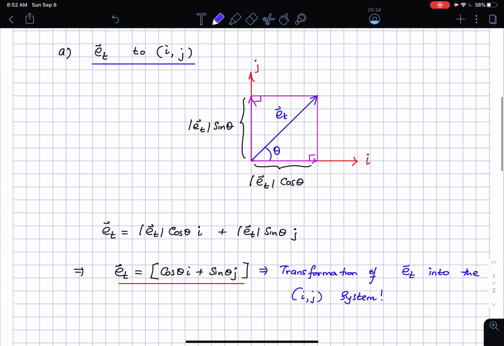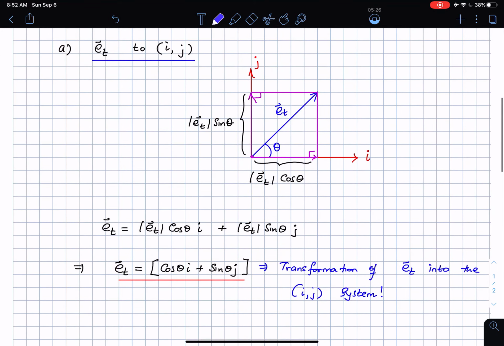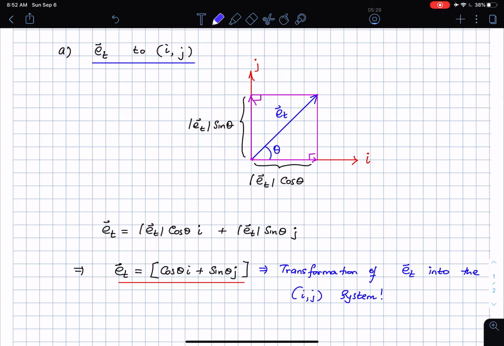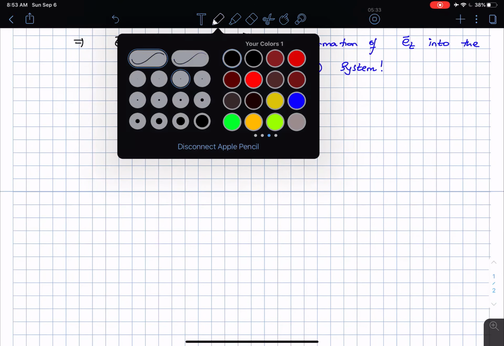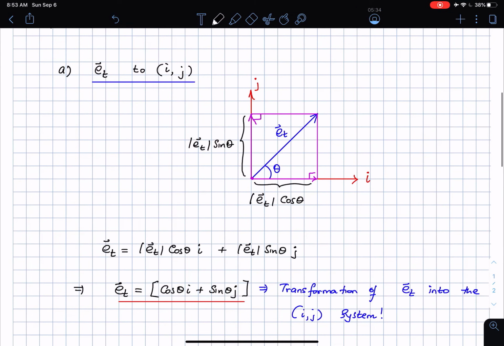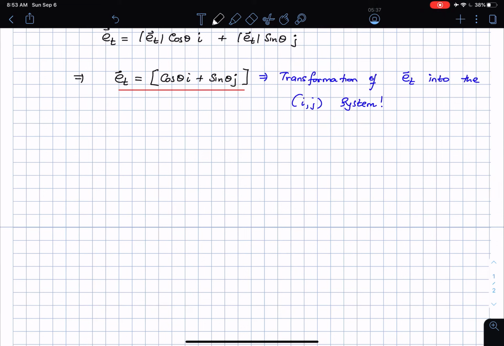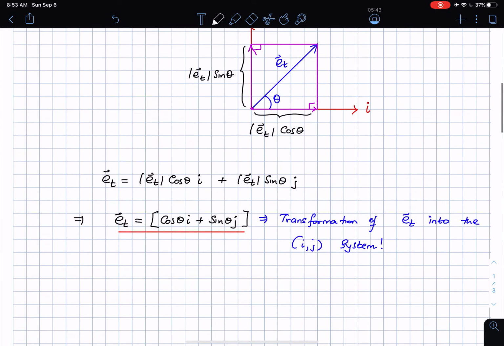Okay, that's the first thing. Then let me also do the same thing for En. Okay, all right, so let me consider that here. So then let us transform. This we call A, so we're going to call this B. Okay, so En to I and j.